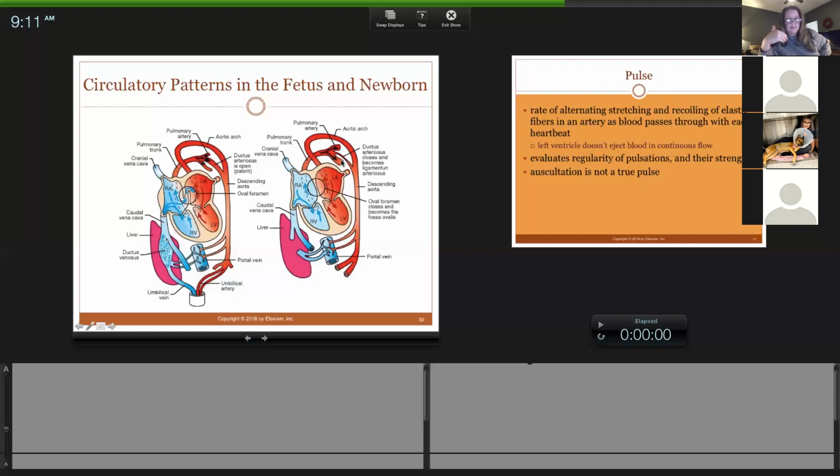So do I see this disorder in a 10-year-old dog? You do not. A dog is not going to live past maybe 4 or 6 months old if they have a PDA. They can live for a little bit, but they're going to eventually be such a poor doer. I mean, they would be very, very sick. So this is something that's diagnosed in young puppies.